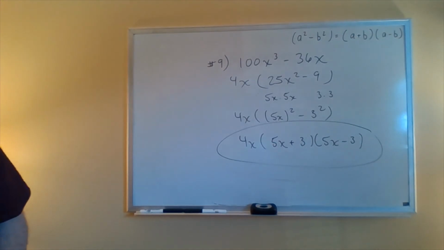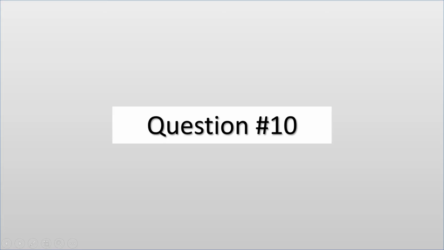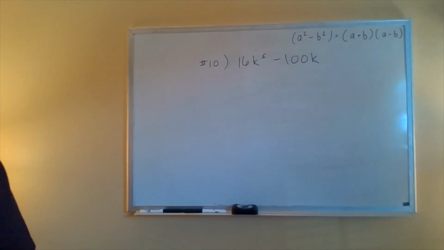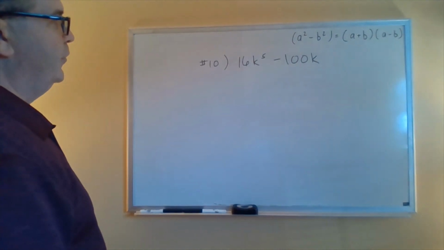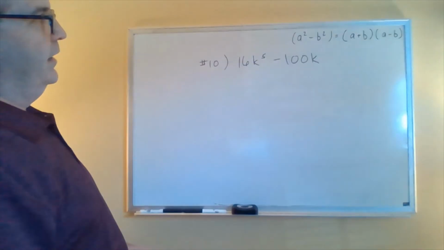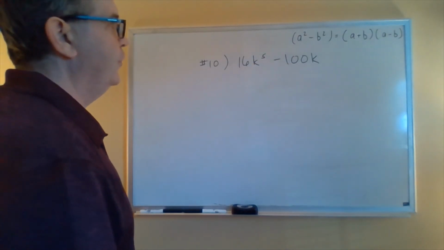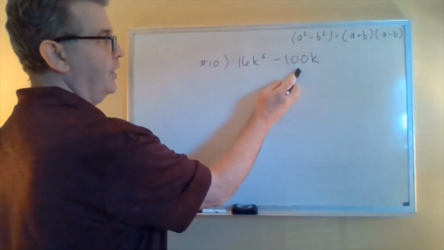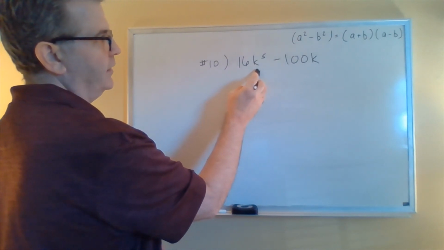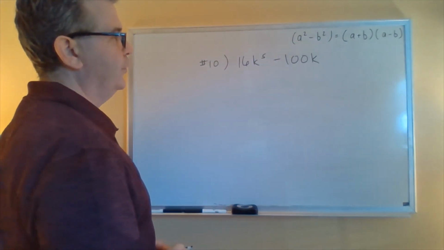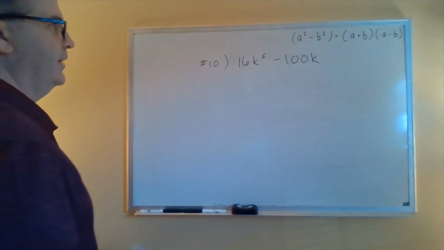Okay. Well, let's take a look at our last problem, number 10. Here's our last problem, number 10. 16k to the 5th minus 100k. Do we have perfect squares here? Well, we're okay on our numbers, but you can see we got odd number exponents on our variable again, so we're going to have to look for greatest common factor.